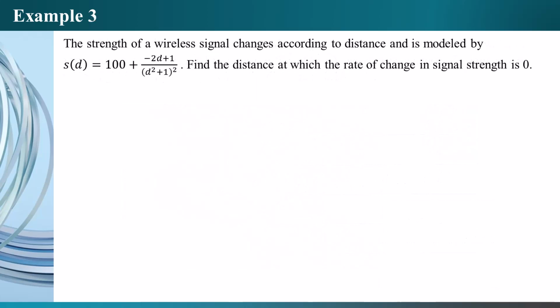The strength of a wireless signal changes according to distance and is modeled by S of d equals 100 plus (negative 2d plus 1) over the quantity d squared plus 1, squared. We want to find the distance at which the rate of change in signal strength is equal to 0. Now the rate of change is given by the derivative, so we find the derivative first.